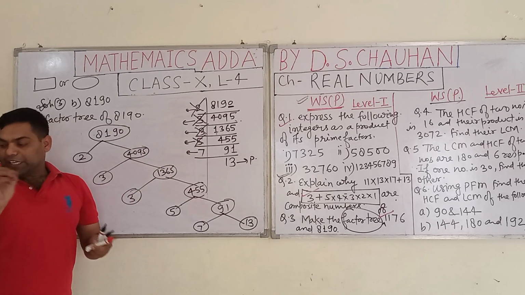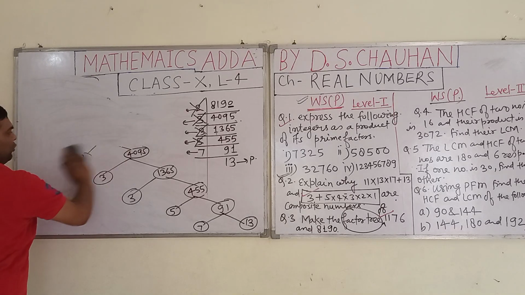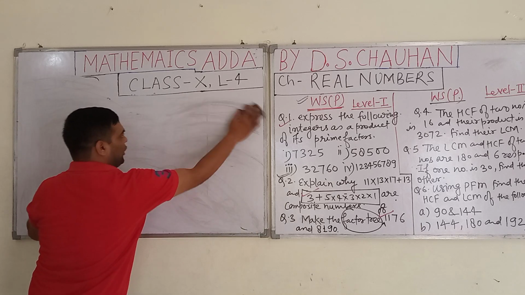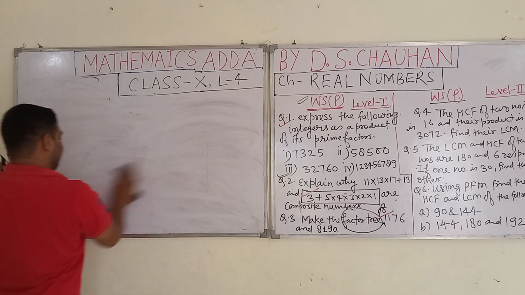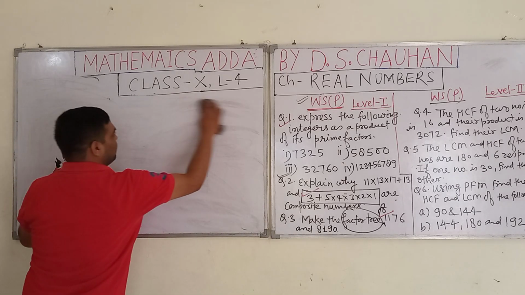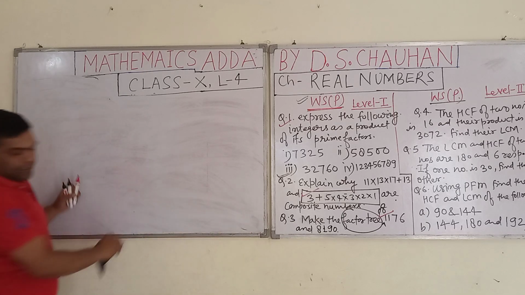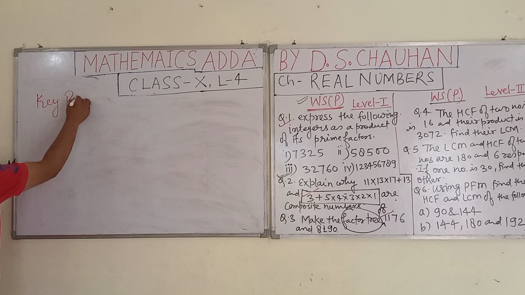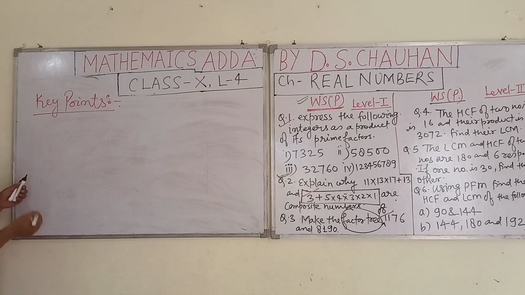Now students, the next thing I want to tell you in this video is very important. You try to understand. In the third lecture, students, I told you how to find out the HCF and LCM with the help of the prime factorization method, coming under the topic fundamental theorem of arithmetic. Now students, we are continuing the lectures here. Key points, remember always key points. What are these key points, students?